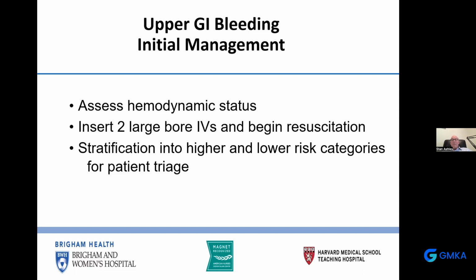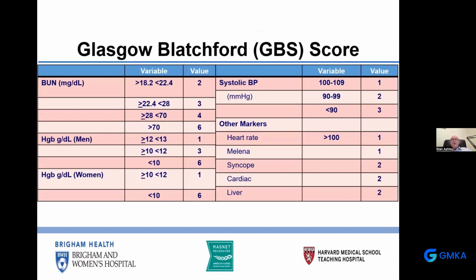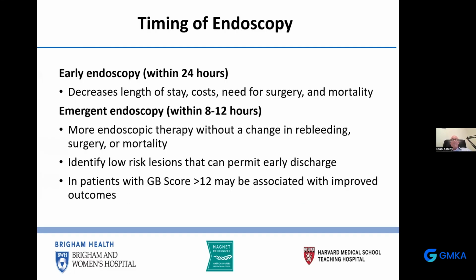And there are a number of scoring scales for stratifying how high the risk is. This is one that's commonly used. They get points for how high their BUN is, how low their hemoglobin is, their blood pressure, and their heart rate. And if the score's high enough, those patients we should be thinking about scoping relatively quickly. There's pretty good data that in most patients, you don't have to take them immediately to endoscopy. But within 24 hours, it decreases the length of stay, costs, the need for surgery, and mortality.